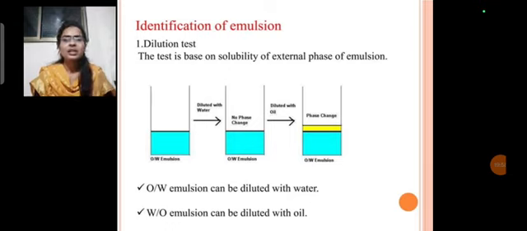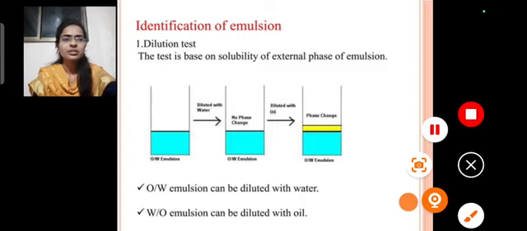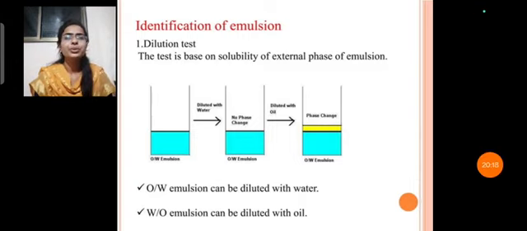But if we take a W/O type of emulsion and dilute it with water, no dilution occurs. In that case the two phases separate.